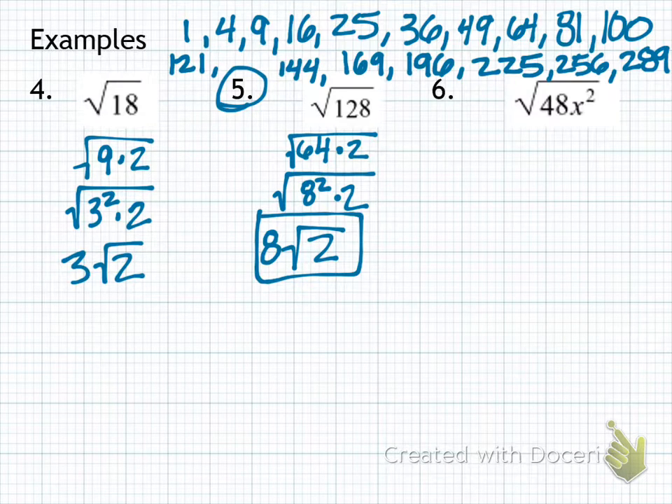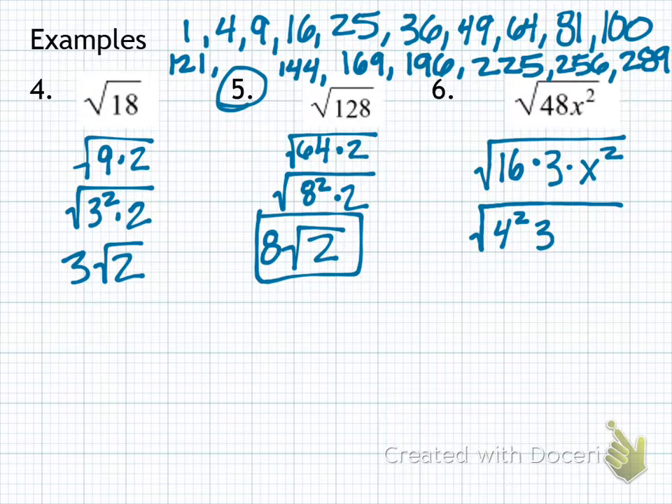Okay, number 6 is a little different because I have a variable, but we treat it the same way. So I'm going to start by thinking about the 48 part and break it up so that I have a perfect square. If I divide this by 2, I would have 24, which is not a perfect square. But if I divide by 3, I get 16, which is a perfect square. So I'll have 16 times 3, and then I still have this x squared, so I'll just leave that under the radical for now. And now I'm going to rewrite it with squared terms, so 16 is 4 squared, 3 is just 3, and the x squared is x squared.